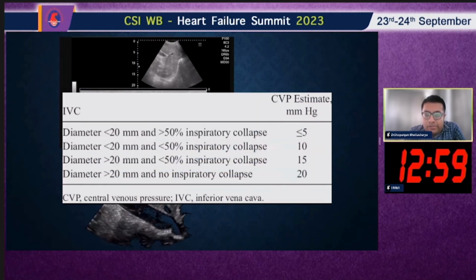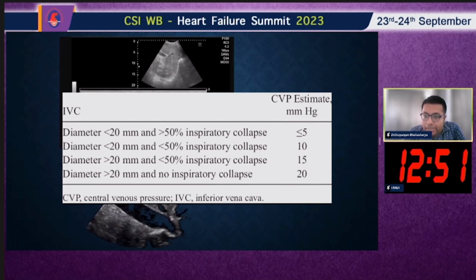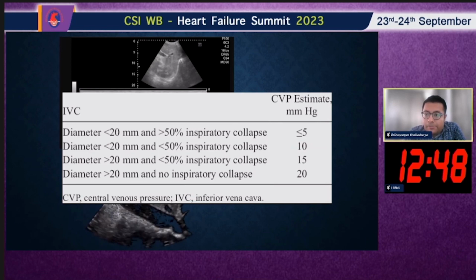And this is what is used. If we have a diameter less than 20 millimeters with more than 50% inspiratory collapse, the CVP is less than 5. Diameter less than 20 and less than 50% inspiratory collapse, the CVP is 10. Diameter more than 20 and less than 50% collapse, it's 15. And diameter more than 20 and no inspiratory collapse, it is 20. So this also reflects the mean right atrial pressure.